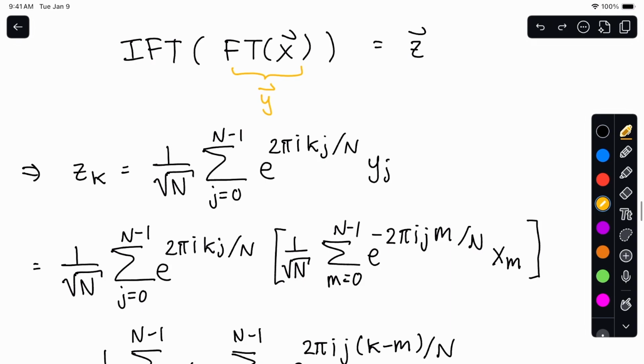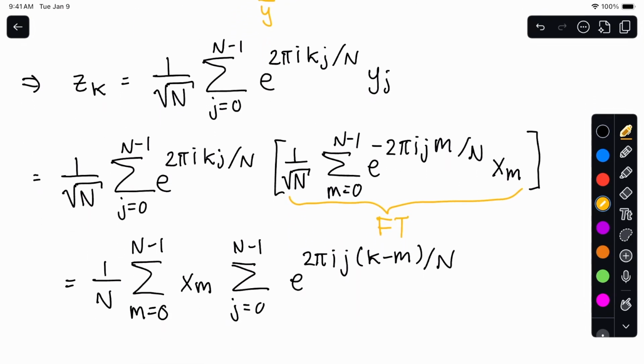So we can just plug in our definition of the inverse Fourier transform, writing zk in terms of a linear combination of yj's. And then we can plug in what yj is in terms of a linear combination of xm's. So this is just coming from our Fourier transform. Then we can rearrange some terms, combining everything together, pulling this xm out front and the sum over m. And then we're left with this, where we have a 2 pi ij times k minus m over big N. And I want to point out that this is an integer.